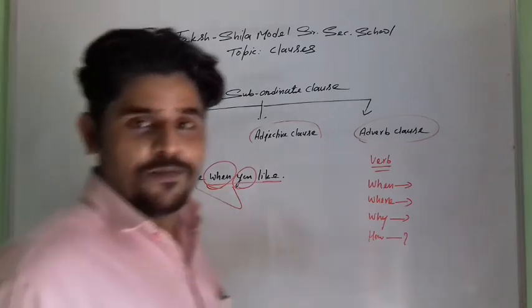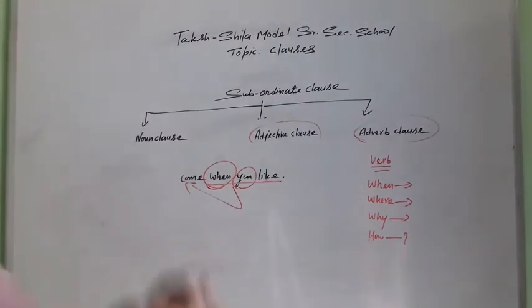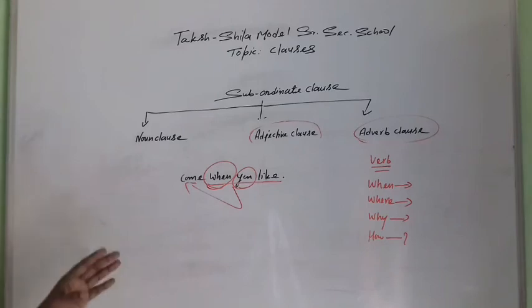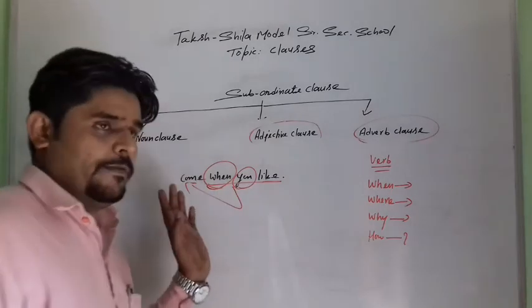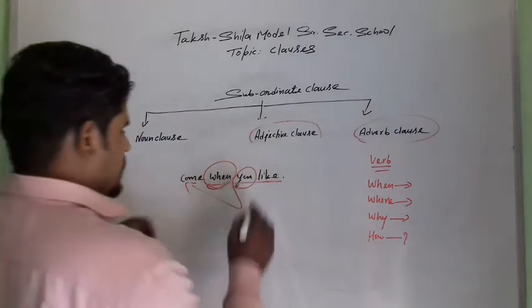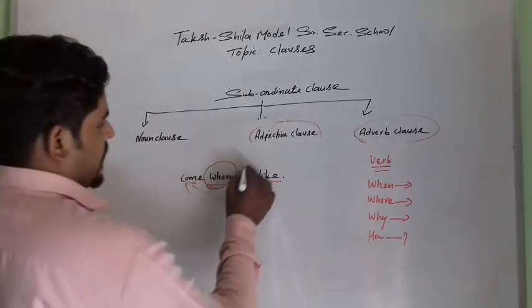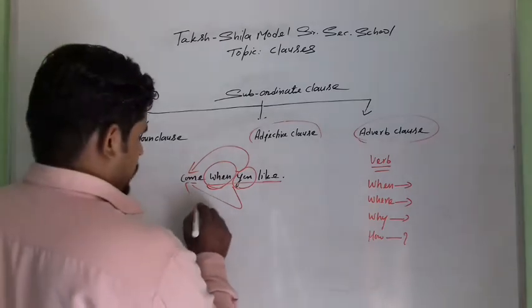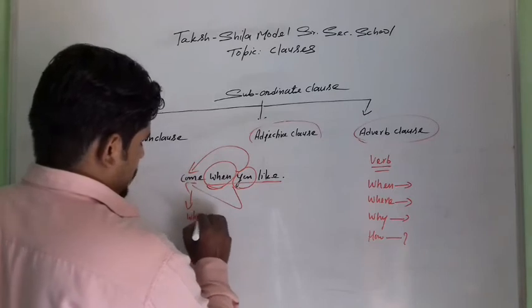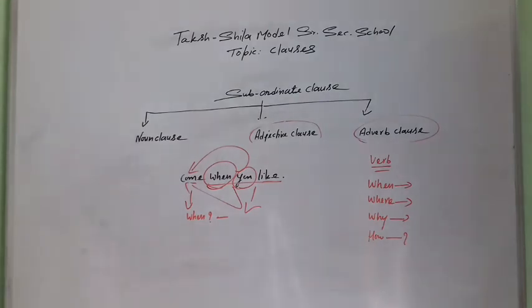Come. Do you think come is a sentence? Yes, come is a sentence. Why? Because come is the first form of the verb. When a sentence begins with the first form of the verb, this sentence is said to be an imperative sentence. So this is an imperative sentence, and this clause is a part of it. Hence, this is an adverb clause. Why is this an adverb clause? Because it modifies the meaning of the verb come. When should you come? Ask the verb when. You get the answer: when you like. Hence, it is an adverb clause.